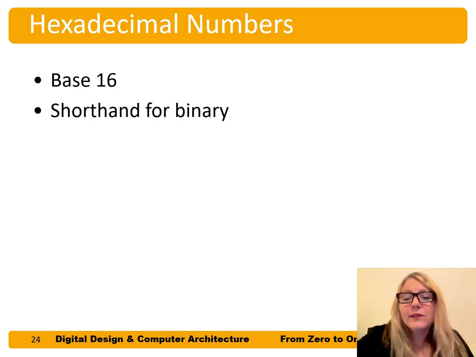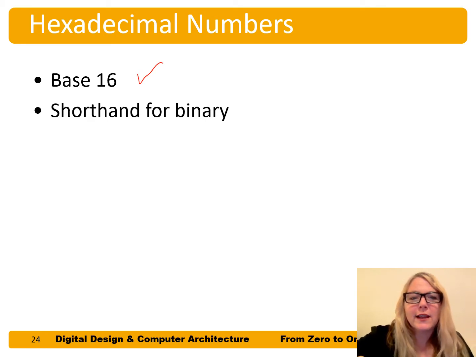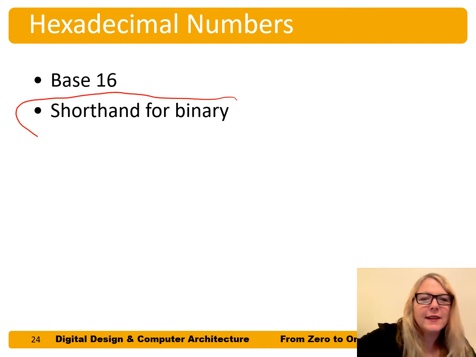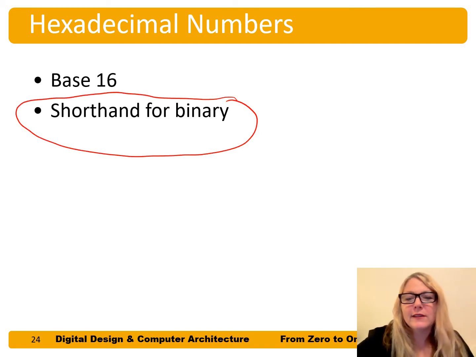So we use hex numbers for 2 things: representing numbers in base 16 and as a shorthand for binary. And this one is the one we use mostly. This is the main reason we use hex numbers. This is a shorthand for binary.